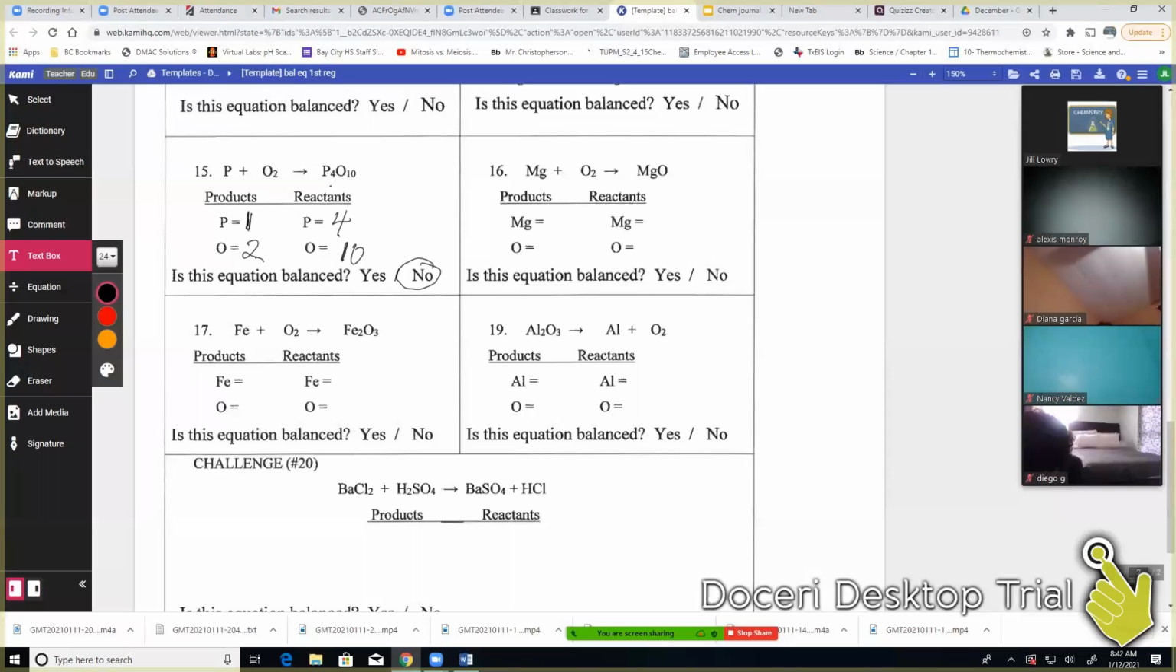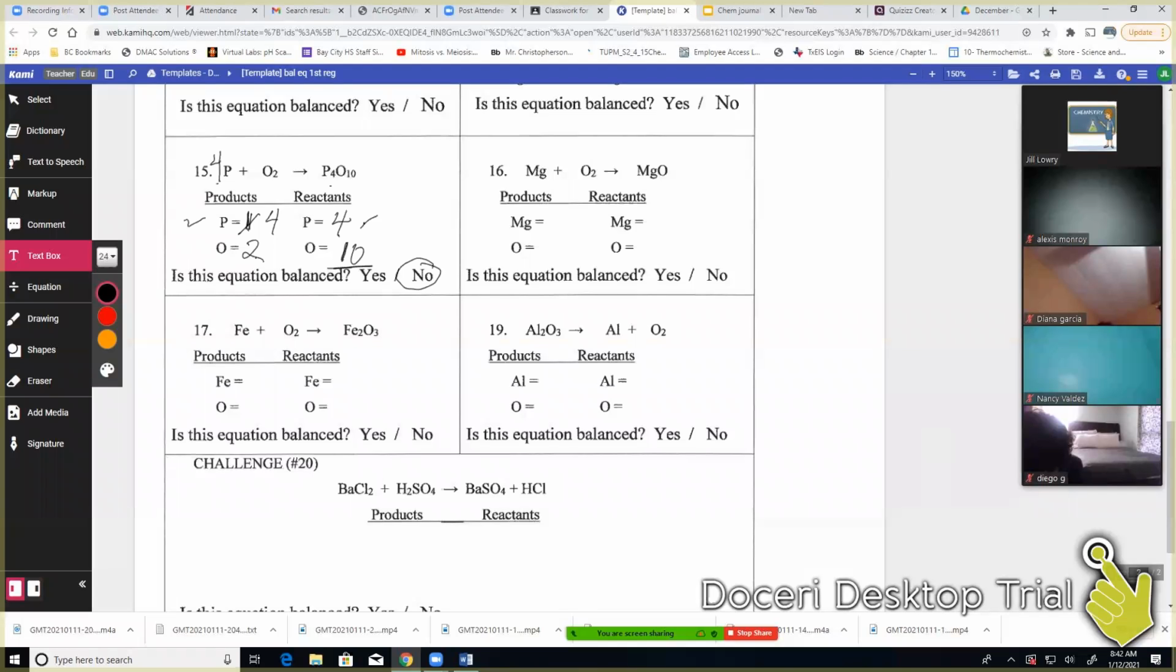All right, so let's just start working away and see what we got. On my phosphorus, I have 4 on this side and only 1 on this side. So what do I need to put in front of my phosphorus so I'll end up making those equal? A 4. So I'm going to put a coefficient of 4, and that'll change it to 4. That 4 only affected that P. It didn't affect that oxygen. So now my phosphorus looks good.